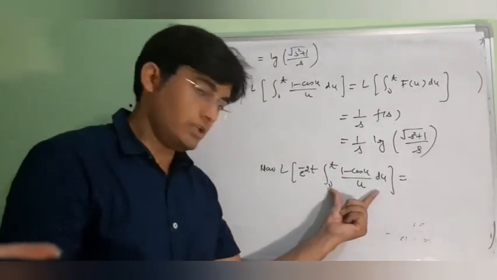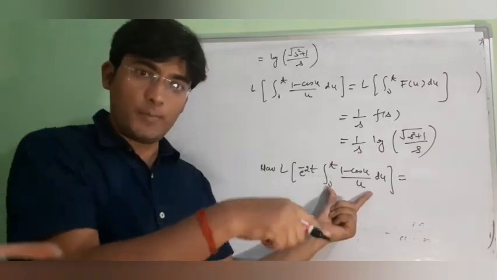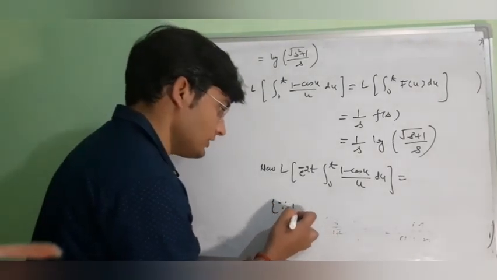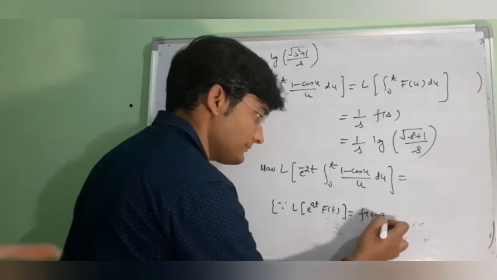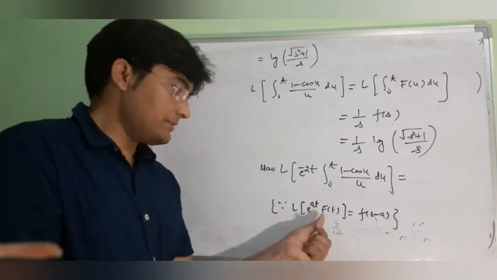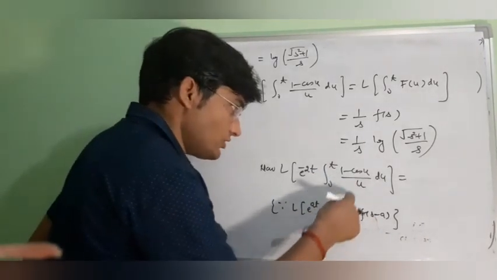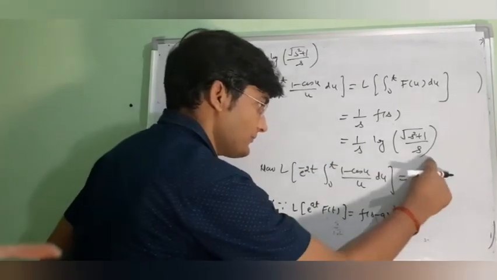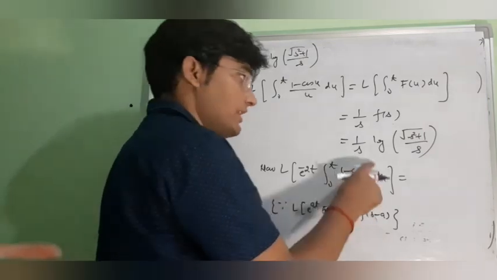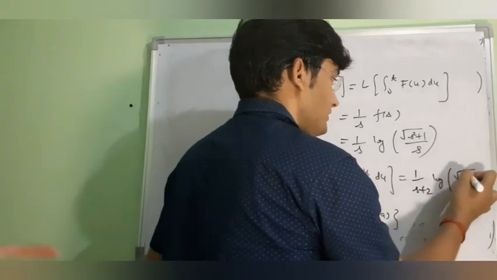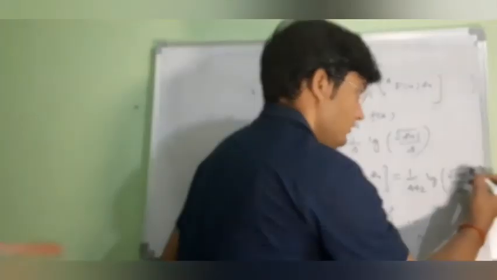We know that if this is g(t), then the Laplace of e to the power minus at into g(t) is equal to g(s plus a). You know that we have the formula of Laplace of e to the power at f(t), which says that this is equal to f(s minus a). That means the Laplace will be shifted by a. So that means we will replace our s by s minus a in the Laplace of f(t). Here the Laplace of f(t) is this one, and in our case our a is minus 2, so our answer will be f(s plus 2). So that means we will replace our s by s plus 2. So this is your answer. We can also simplify it.